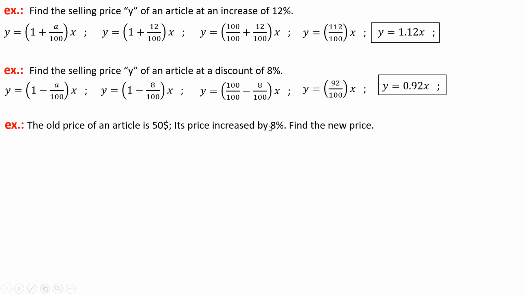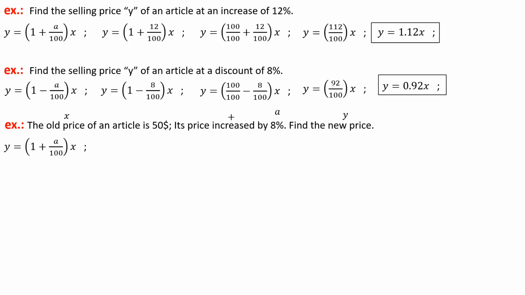Now, the old price of an article is $50. Its price increased by 8%. Find the new price. So what do we mean by old price? It's the X. So the X or the old price is $50. Increased by 8%, so A increased, which means a plus, and 8 is A. We should find the new price, which is Y.